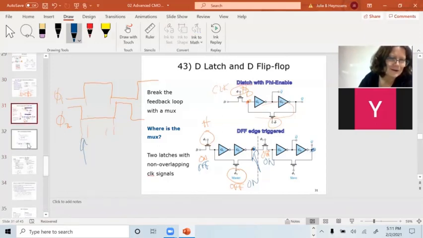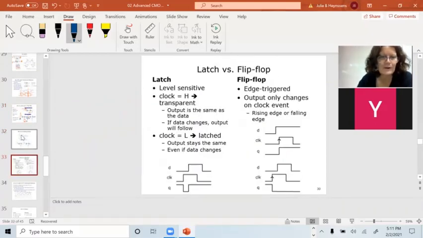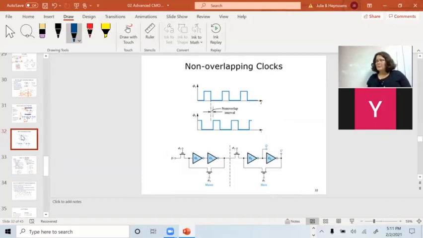Do I want to even talk about that? Right, there's my non-overlapping clocks, and we'll just talk about that one. Okay, we'll talk about that. Basically, what I have done, and I'll try to explain this better when we get back next class.